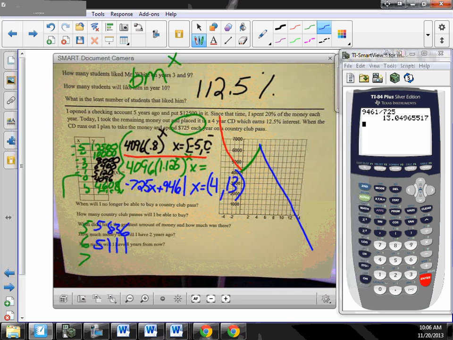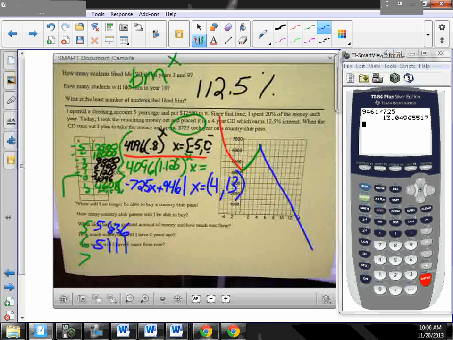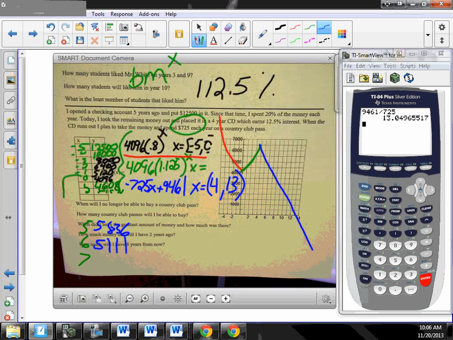All right, how many country club passes will I be able to buy? How many years will I be able to golf? Well, 4, 5, 6, 7, 8, 9, 10, 11, 12. So 9 times. I can buy 9 passes. At the 10th pass, I don't have enough money.